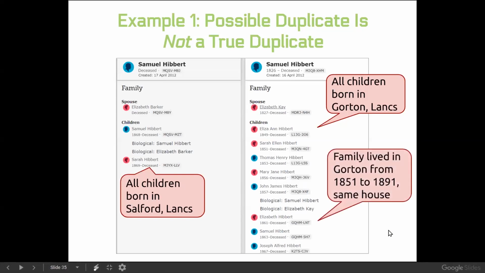Well, what we find out from the census is that this family on the right lived in Gorton from 1851 clear until 1891, way after these kids were born. And not only did they live in the same parish, they actually lived in the same house. So it would be almost impossible to think that they would have left their home, gone over here, had these two children, and then come back to their house at Gorton. I guess it's possible, but it's just so unlikely.